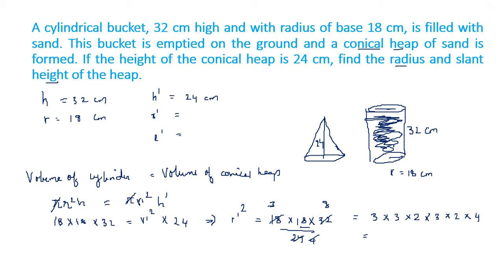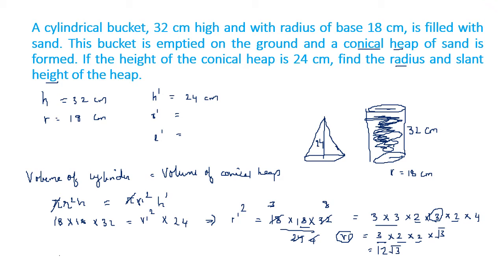So if you take the square root of r prime, then this becomes 3, this is paired into 2, this 4 is paired into 2, but a root 3 remains in the end. This 3 is alone, so we'll have a root 3. So we got 3, 2 is 6, 6 is 12. So 12 root 3 is the radius of the conical heap.